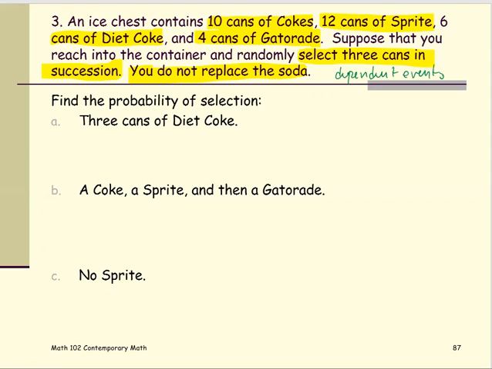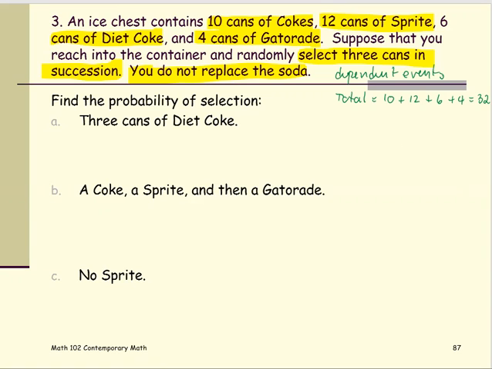From what we have, 10 cans of Coke, so let's find the total number. 10 cans of Coke plus 12 cans of Sprite plus 6 cans of Diet Coke plus 4 cans of Gatorade. The total is going to be 32 cans. So we have 32 cans of soda in the ice chest. We are going to find the probability of selecting, in part A, 3 cans of Diet Coke.